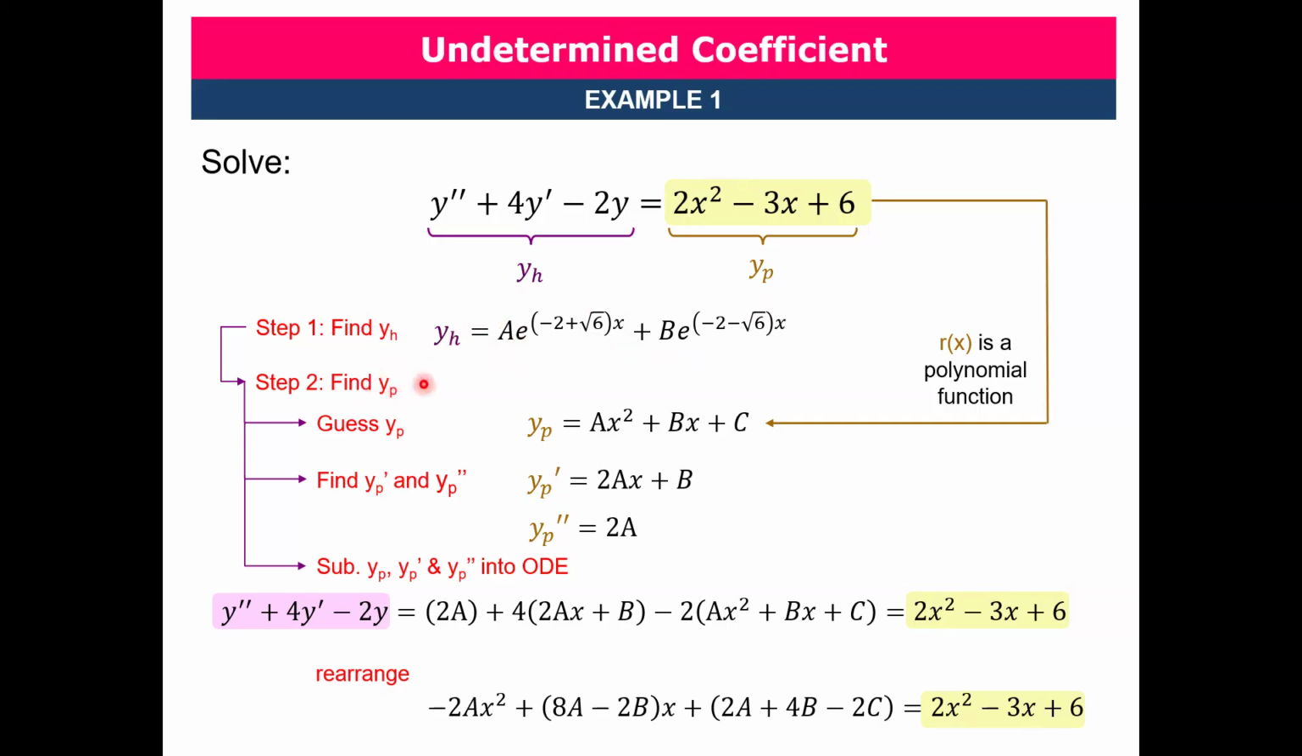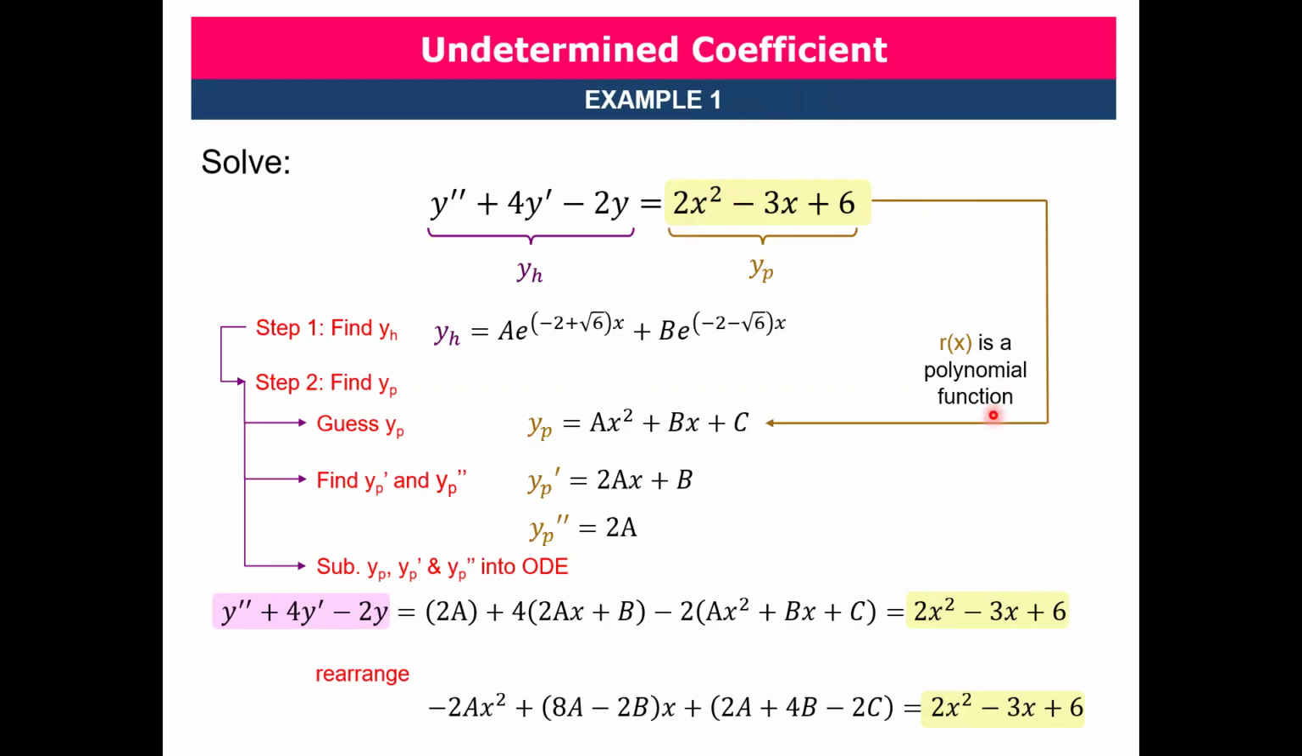The next step after finding YH is we have to find YP. To find YP, first we have to guess or assume the function of YP. We have to assume by looking at the type of function of R(x) here. Since this R(x) is a polynomial function, a quadratic equation, but more generally a polynomial function.